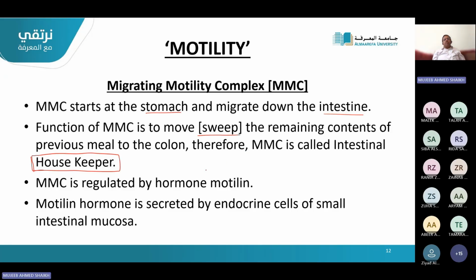How is it regulated? Which hormone is responsible for it? The hormone motilin is responsible. Motilin is secreted by the endocrine cells of the small intestinal mucosa. It is produced there in the small intestine, and it will cause MMC.